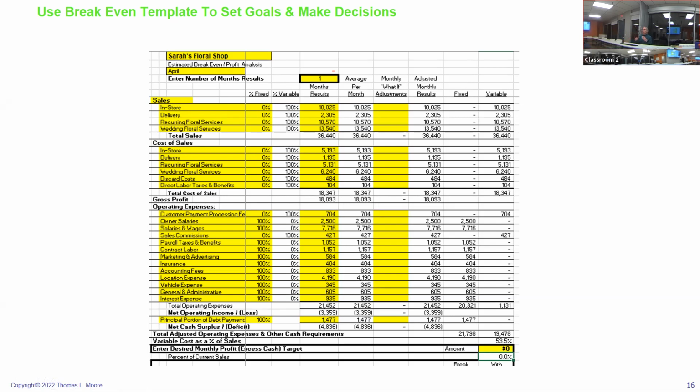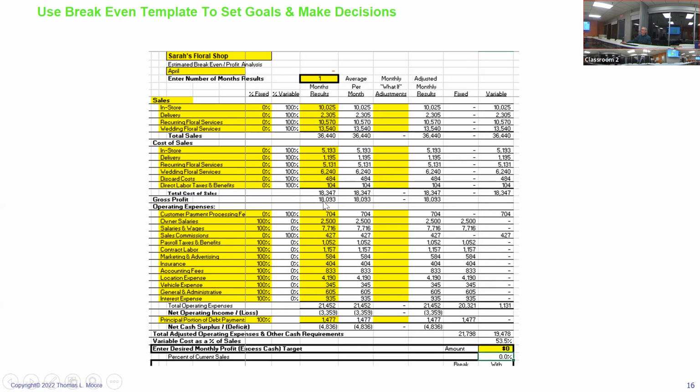Now you start looking at your operating expenses. You can see here we've listed these: you've got processing fees, owner salaries, salaries and wages, and you can see which category they fall in, whether it's fixed or variable, so they can be adjusted if you need to. And so you get down to total operating expenses of $21,452.